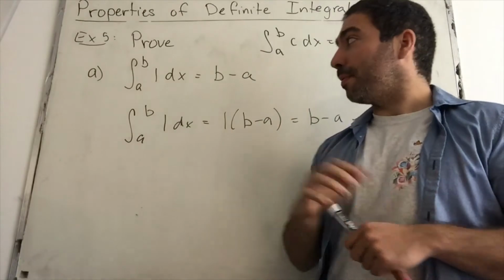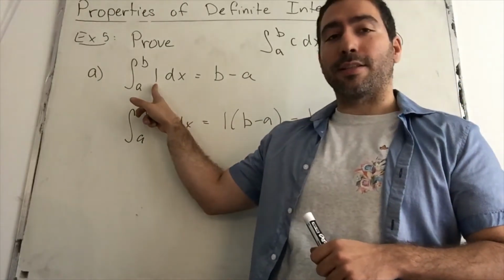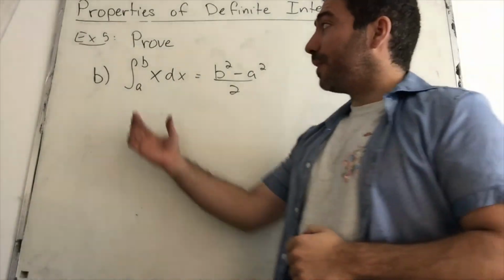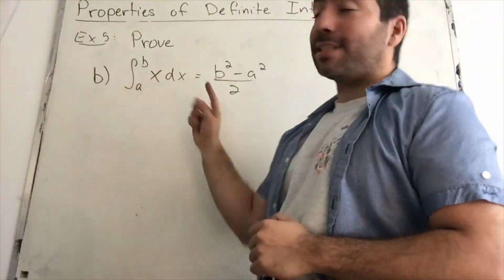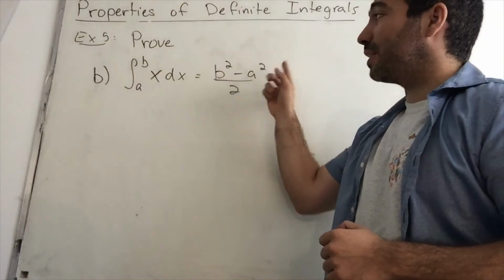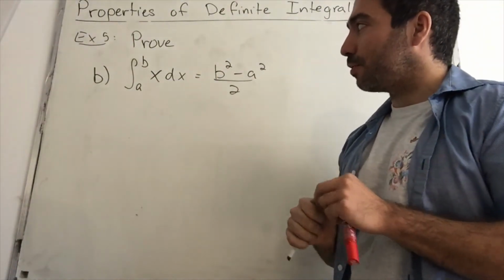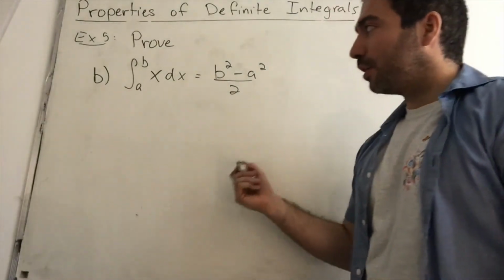Let's look at part b, where we look at x now, the integral from a to b of x, and we're going to go ahead and prove that. So part b over here, it's asking us to prove the integral from a to b of x dx and show that that's equal to b squared minus a squared, all that divided by 2. Let's go ahead and do this. This one's a lot more difficult because we don't have our property. We have to use our limit definition.